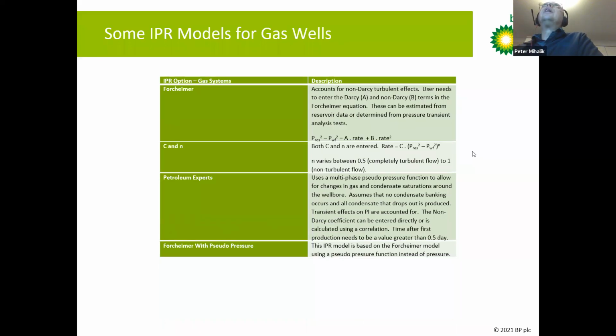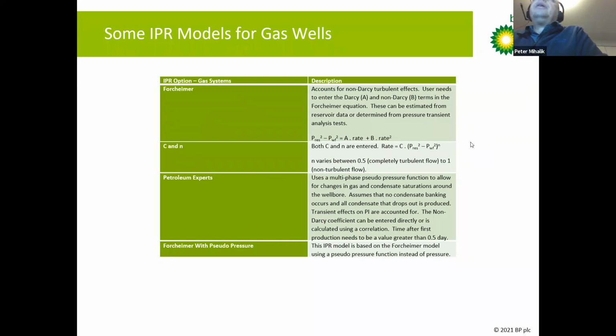What else? For gas wells, a little bit different. The classic equivalent, if you like, of the PI model is the CNN model. Rate is a constant C times reservoir pressure squared minus PWF squared, raised to the power N, hence CNN. And N varies between a half, completely turbulent flow, and one, non-turbulent flow. The one we tend to use is the Petroleum Experts model, where you actually have to put quite a lot of reservoir data in there. Calculates it for you very nicely.